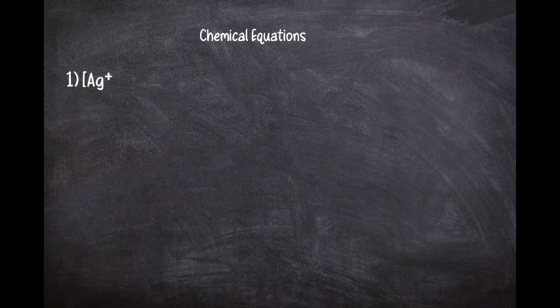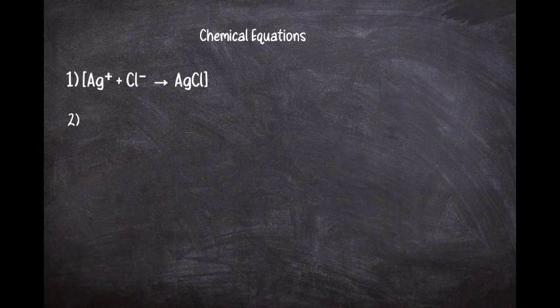Now let's dive into the chemistry behind Volhard's method by examining the key chemical equations involved in the process. The first equation represents the initial reaction, where silver ions from the silver nitrate solution react with chloride ions in the sample solution. This results in the formation of silver chloride as a precipitate.